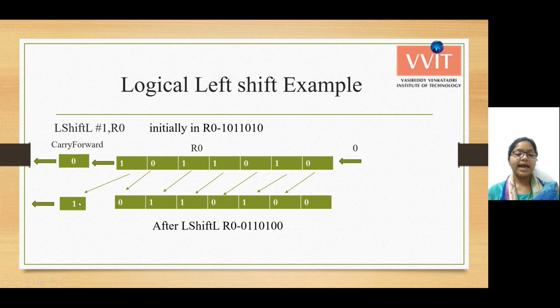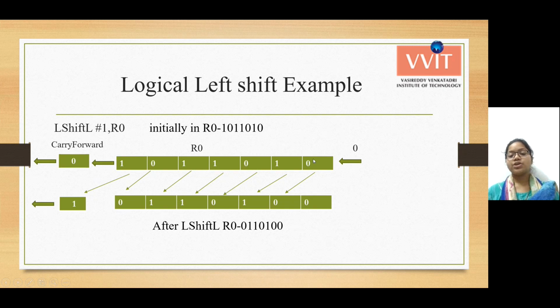Hence, 1 is moved to the carry forward, that is, the MSB bit is moved to carry forward. Whereas in logical right shift, the LSB bit is moved to the carry forward. Whereas in logical left shift, the MSB bit is moved to the carry forward. And then 0 is moved, and then 1 is moved, and then 1 is moved, and then 0 is moved, and then 1 is moved towards left, and then 0 is moved towards left.